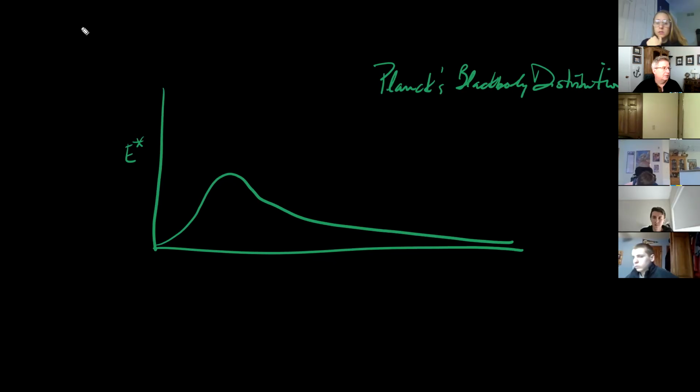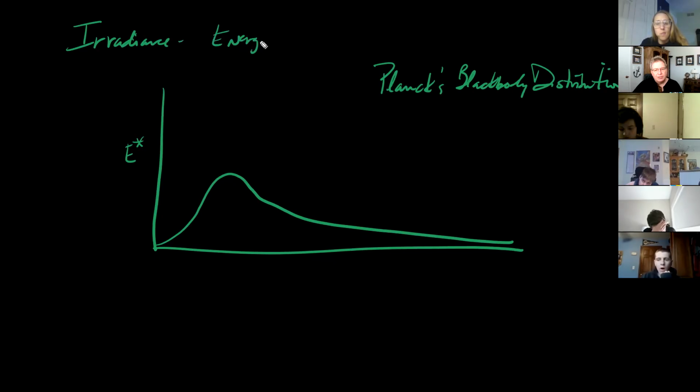The energy flux? There's a name for it though. The radiance. E star is irradiance. It is an energy flux. It is watts per meter squared. It is the rate of energy flowing through a surface per square meter. This is wavelength. And we have a graph that, again, it's supposed to look something more like this.